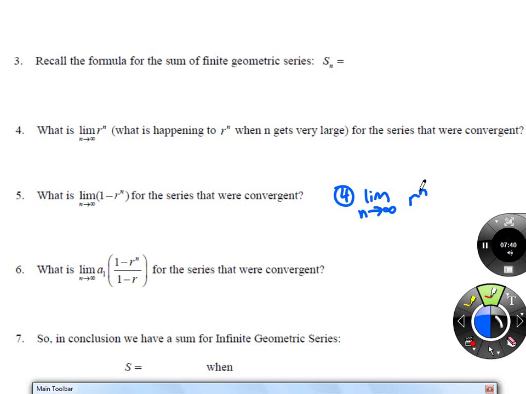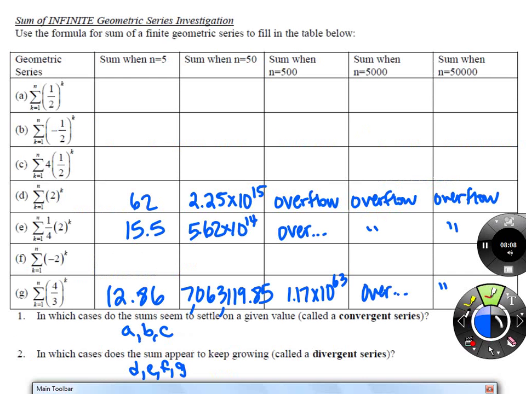So that's what was happening to our sum. You were adding more terms every time, but the terms you were adding were so ridiculously small that they weren't changing the overall sum when we looked at it. Does that make sense to everybody? Okay? So, here what I'm saying, as I make n bigger and bigger and bigger, what happens to this calculation? Okay? And we're only looking for the series that were convergent. Okay? So let's look back at the ones that were convergent.